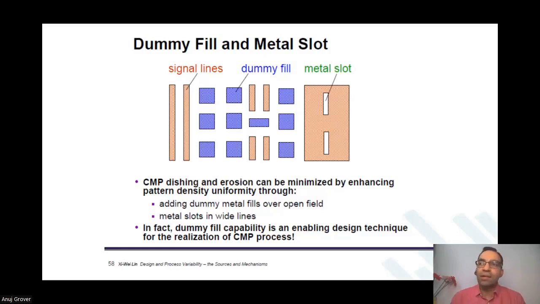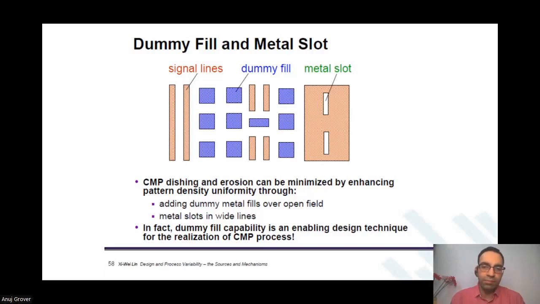But outside the memory, that is in the standard cell logic region, dummy fills are done so that dishing and erosion and field loss do not happen, or whatever happens is systematically similar across all wires and all regions in the chip. Is that okay?